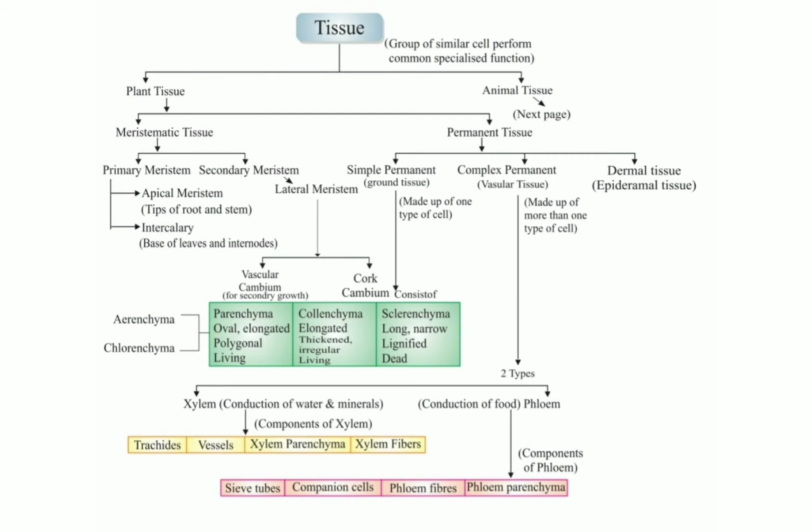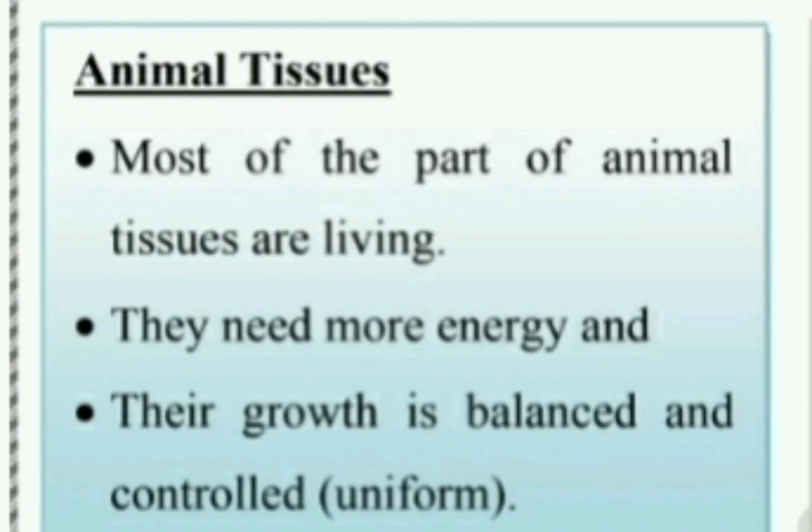So first we'll discuss the plant tissues. Plant tissue is divided into meristematic tissue, which consists of apical, intercalary and lateral meristematic tissues, and the permanent tissues, which are of simple and complex types. Simple tissues are the parenchyma, collenchyma and sclerenchyma, and the complex tissues are of two types, that is the xylem and phloem. But in this worksheet we will be discussing the meristematic tissues, which are of three types: the apical meristem, intercalary meristem and lateral meristem.